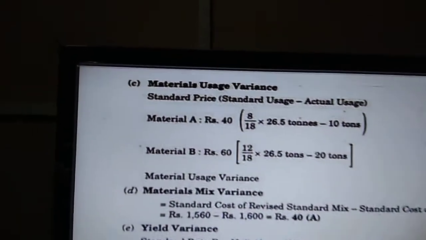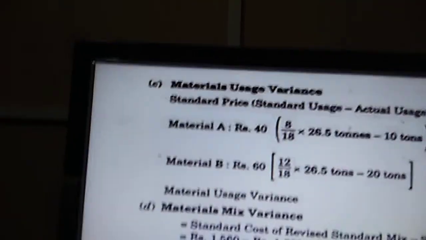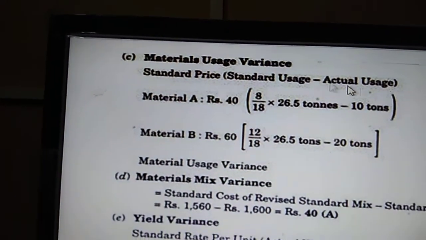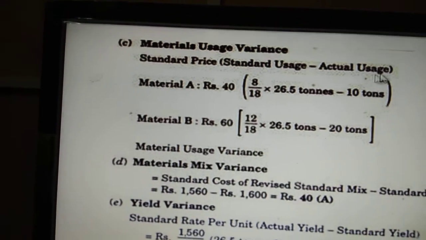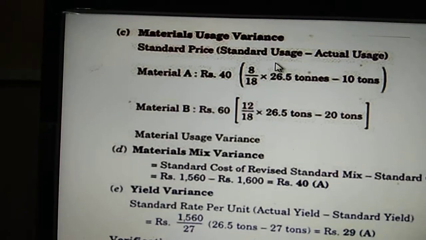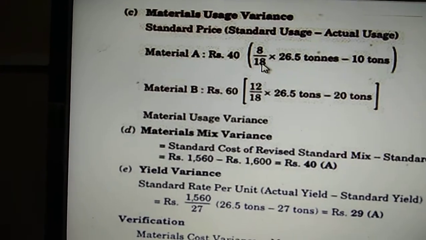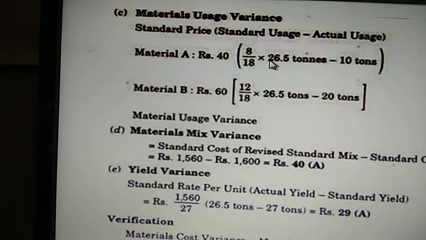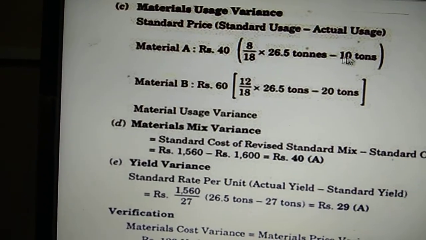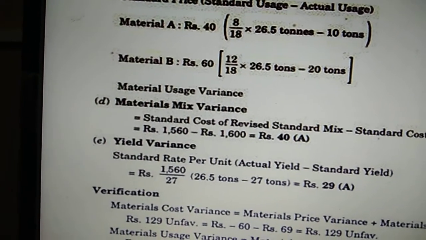60. Now we'll go to material usage variance. You can see the formula there. Material usage variance is calculated as standard price into the difference of standard usage and actual usage. Now for material A, the standard price is 40, the standard usage is only 8 units out of total 18, with 26.5 tons actual production, minus actual usage of 10 tons. Then we are going to get 71 rupees favorable.